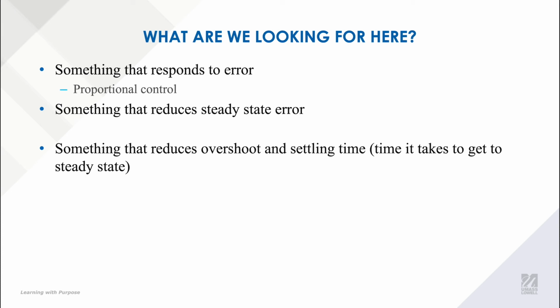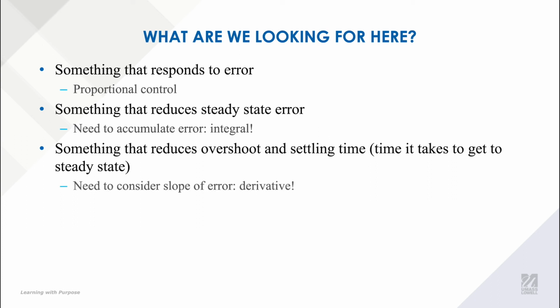So how about steady state error? If we start accumulating the error, then we'll eventually get a big number that will push us towards converging with our desired point. So how do we do that? We can integrate. We integrate the error over time, and this gives us a value that we can use to control ourselves to reduce the steady state error. The last thing is reducing overshoot and settling time. It turns out if you look at the slope of the error, the change of the error over time, and try to minimize that to 0, then you can reduce the overshoot and reduce the settling time. We can do that by playing with derivatives.